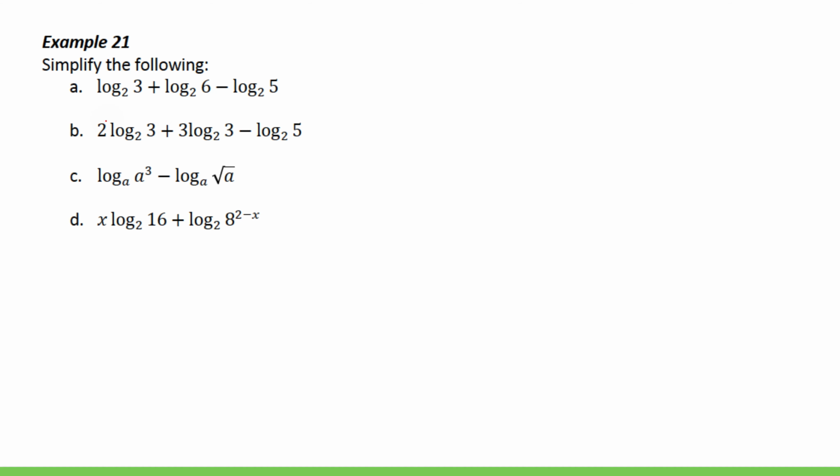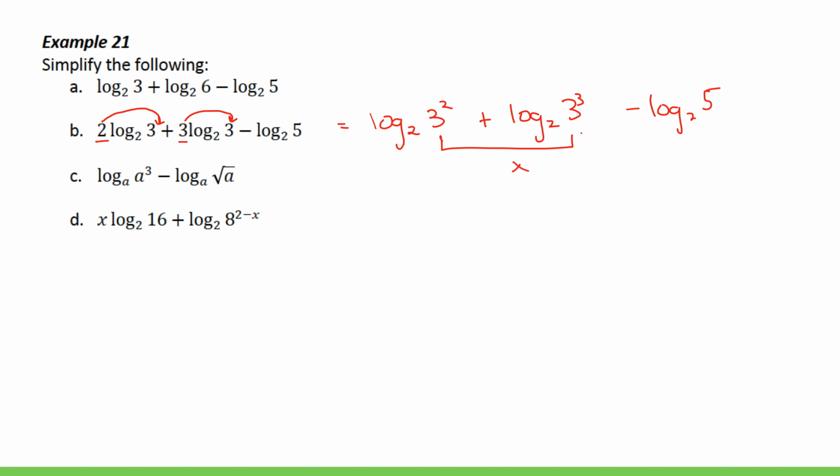For part B, very similar, except now I've got values out the front. So before I can add or subtract the logs, I need to bring these values back so they are a part of the log themselves. Otherwise, I can't add or subtract. So this will be log 2 of 3 squared plus log 2 of 3 cubed minus log 2 of 5. Again, I will be multiplying the inside values and dividing these. Before I did it in 2 steps, this time I'm just going to do it in 1. So 3 squared is 9, 3 cubed is 27, and that is all divided by 5.